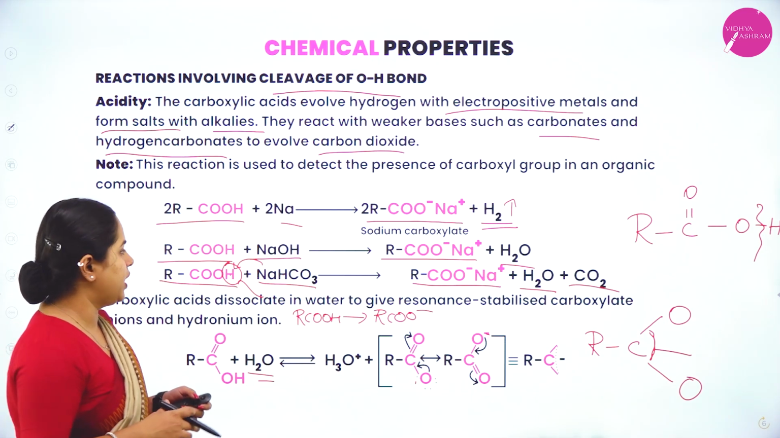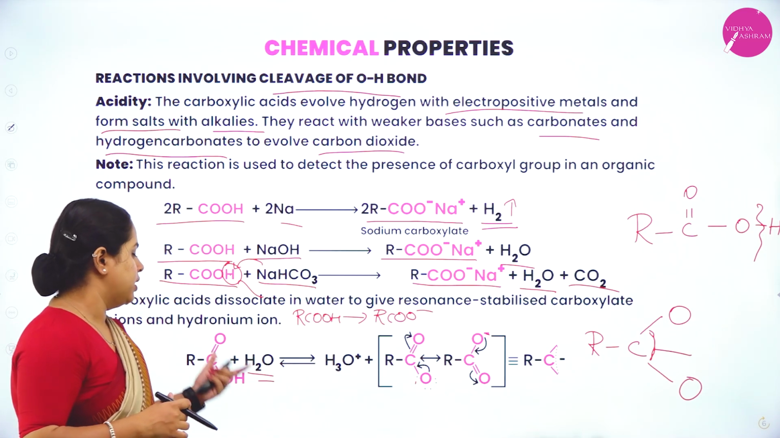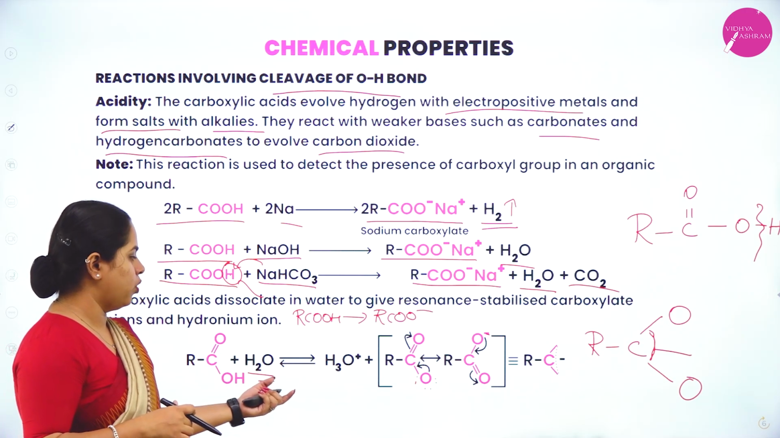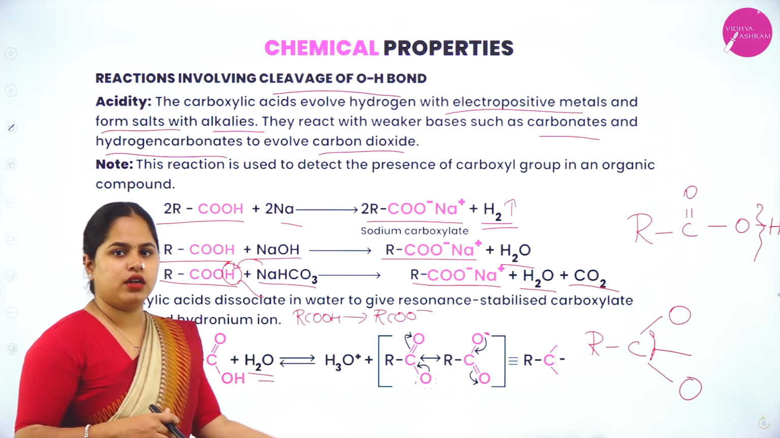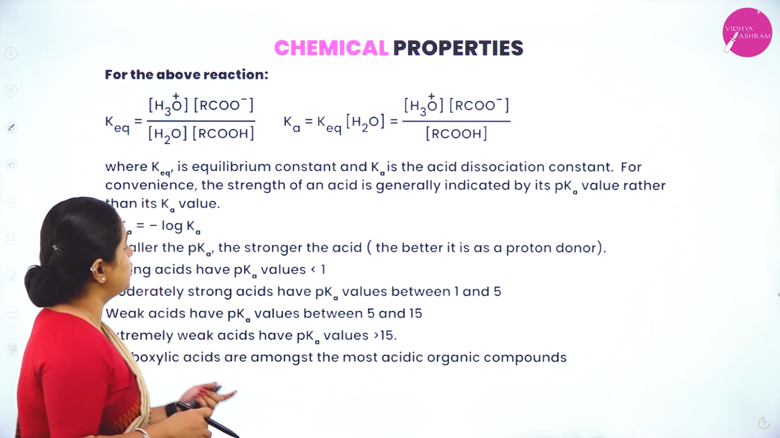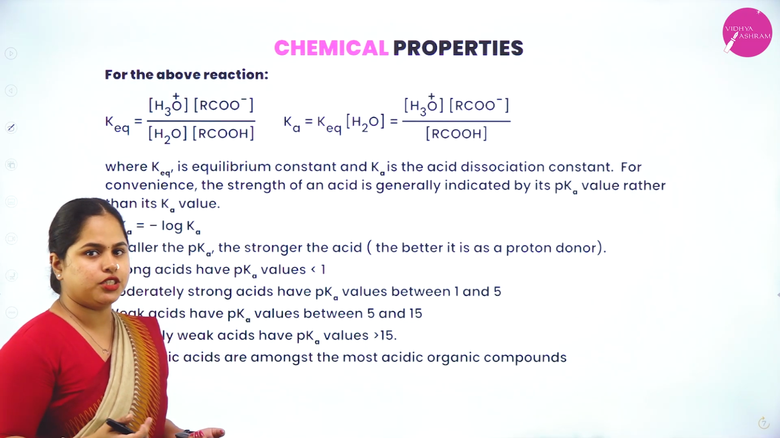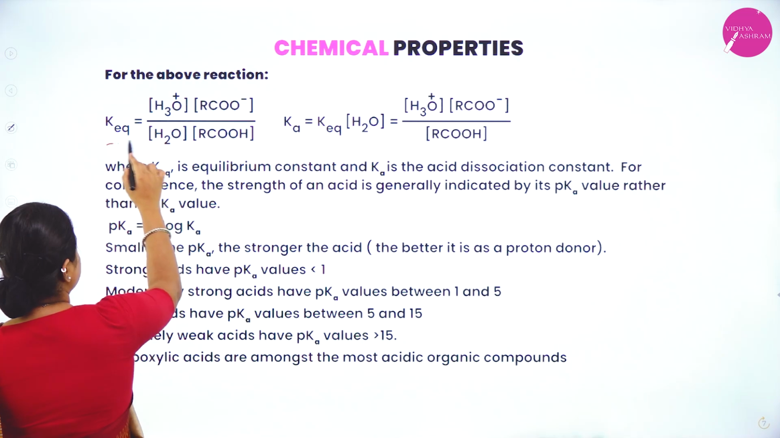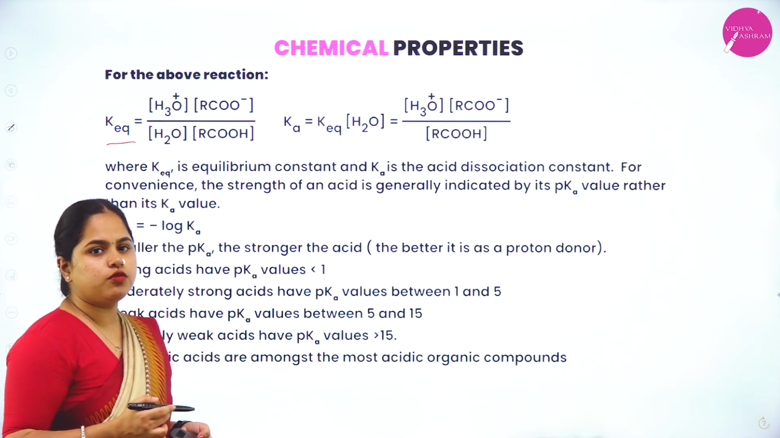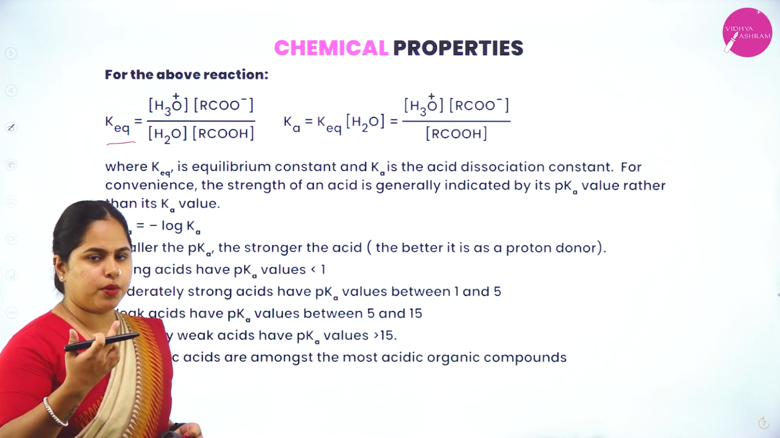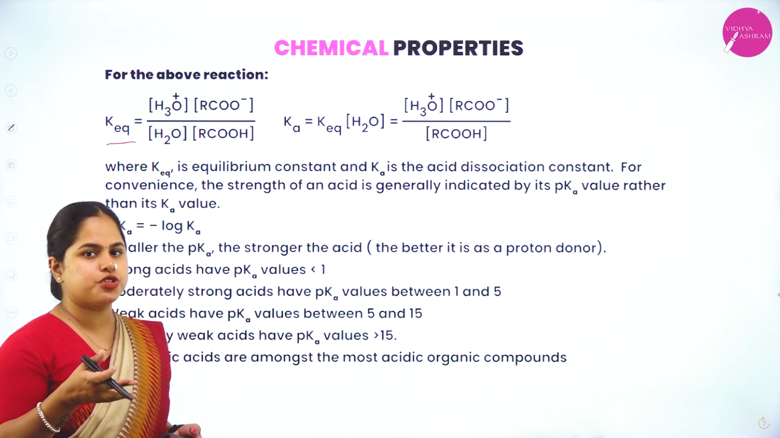From the above reaction that we have discussed, when carboxylic acid reacts with water, it forms the hydronium ion, H3O plus, and the carboxylate ion. Using this equation, we are going to write the equilibrium equation. We have already studied this in class 11. The equilibrium constant can be written as the product of molar concentrations of the products raised to their powers divided by the product of molar concentrations of the reactants.